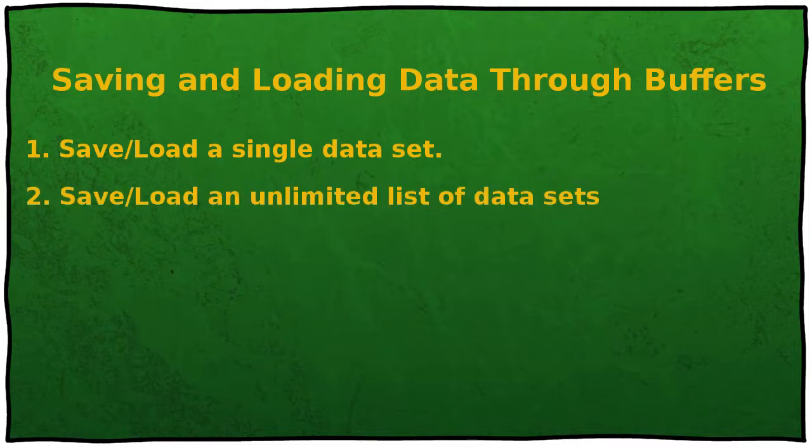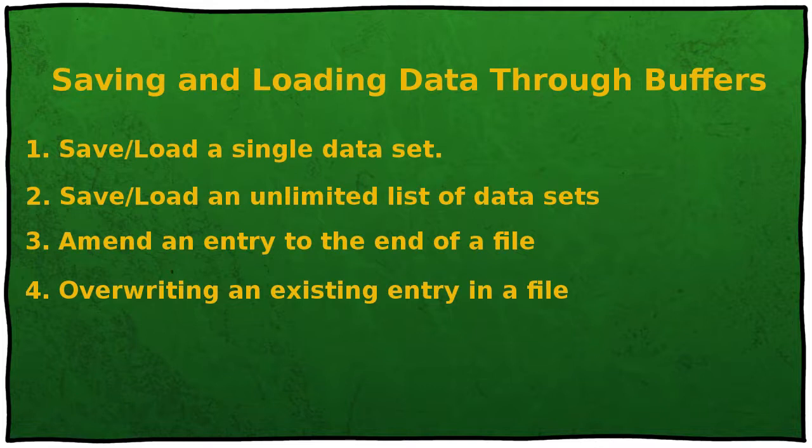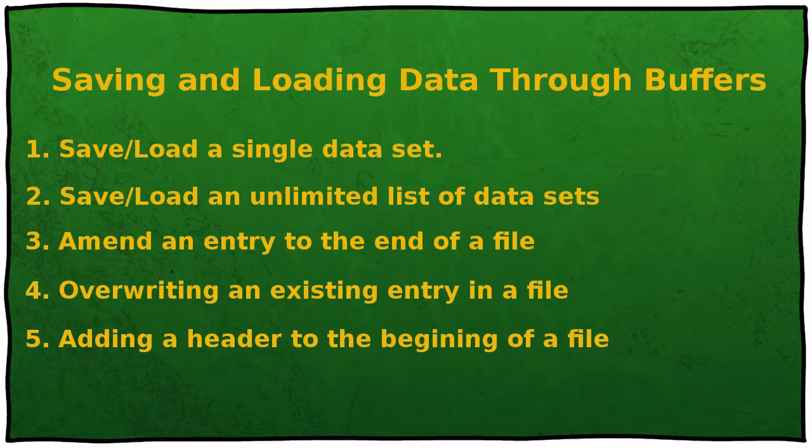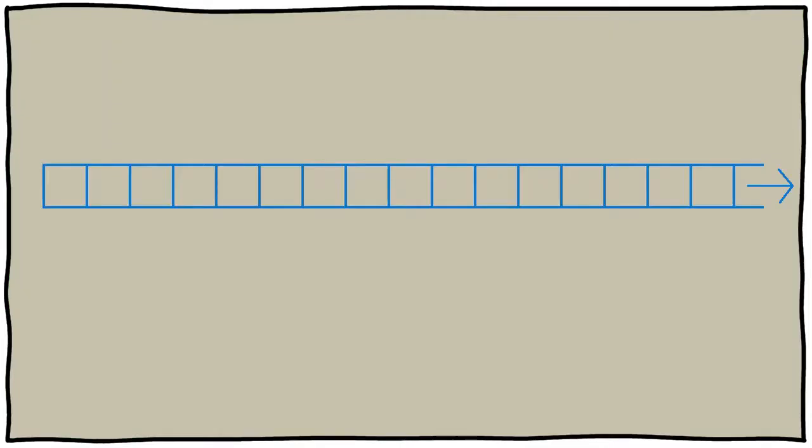In the second video, I'll show you how to loop through a list of data sets and combine them into a single file. In video 3, we will append data to the end of the file. In video 4, we will overwrite entries in the middle of a file. In video 5, we're going to add a header to the beginning of a file, and in the last video I'll show you how to create a read-only object and then access individual entries on demand. And if all of that doesn't put you to sleep, then you get a nerd medal for being an awesome code nerd.